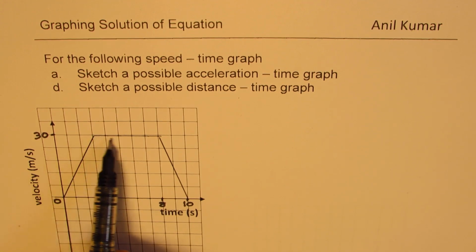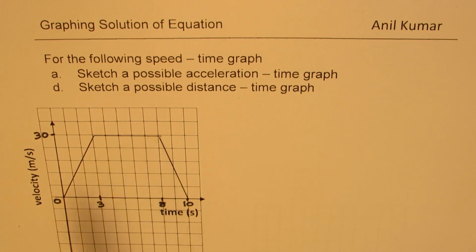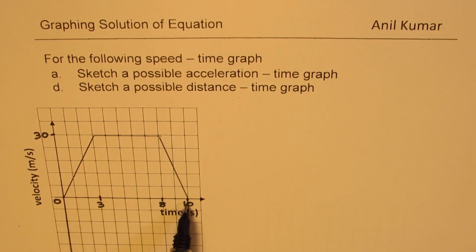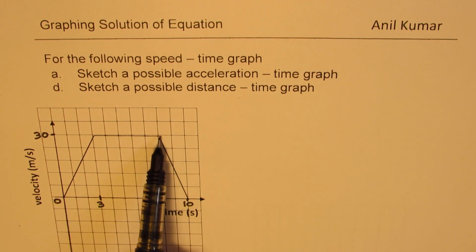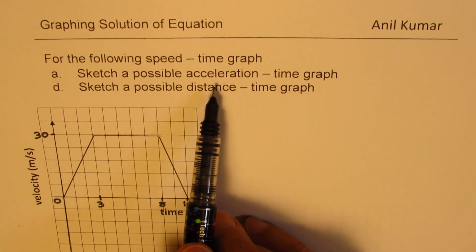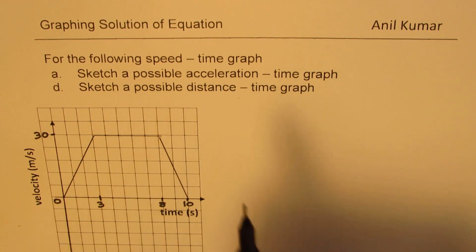And then it travels at a constant velocity, 0 acceleration, for 5 more seconds, and then returns back to the starting point very fast within 2 seconds, right? So the velocity drops from 30 meters per second to 0 within a period of 2 seconds. That is deceleration. Perfect. Now with that information, let us talk about sketching the acceleration.